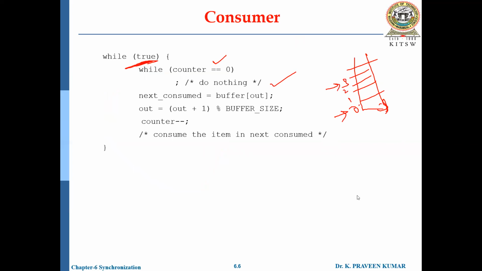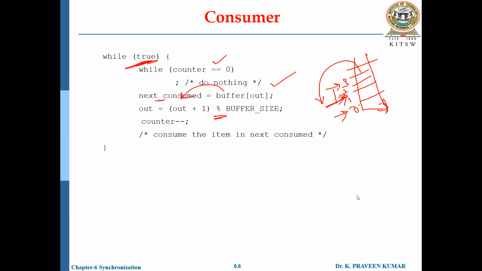Next consumed is equal to buffer out. Previously it was buffer in, now it is buffer out, where you are storing that next consumed. Then out is equal to (out + 1) % buffer size. So the out value will be incremented and counter you are going to decrement.